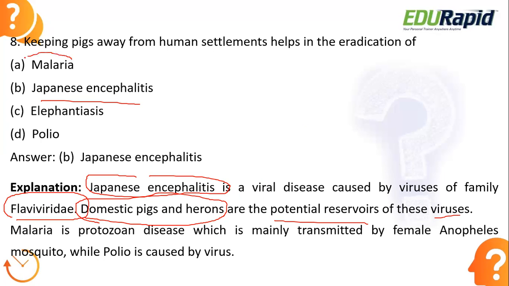Here malaria is a protozoan disease where mosquitoes become the vectors, the causative agents, transmitted by female Anopheles mosquitoes, while polio is caused by a virus, and elephantiasis is caused by worms. Moving to the next question now.